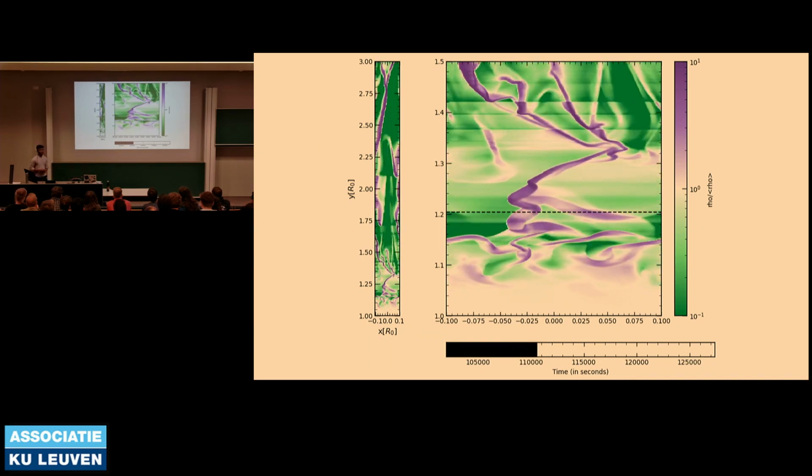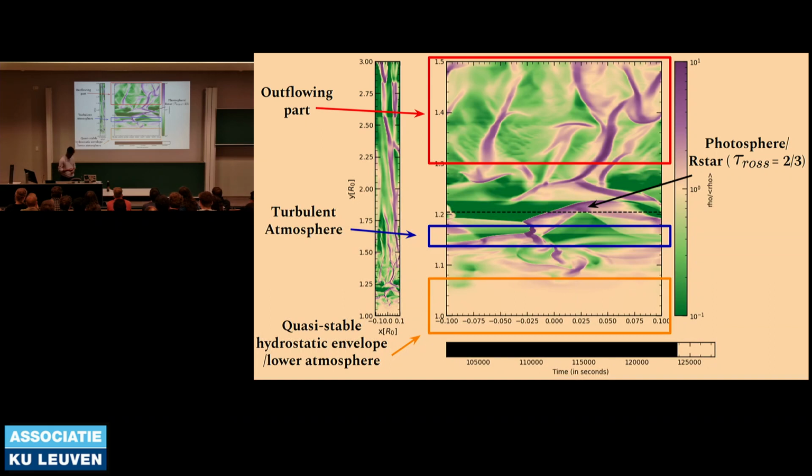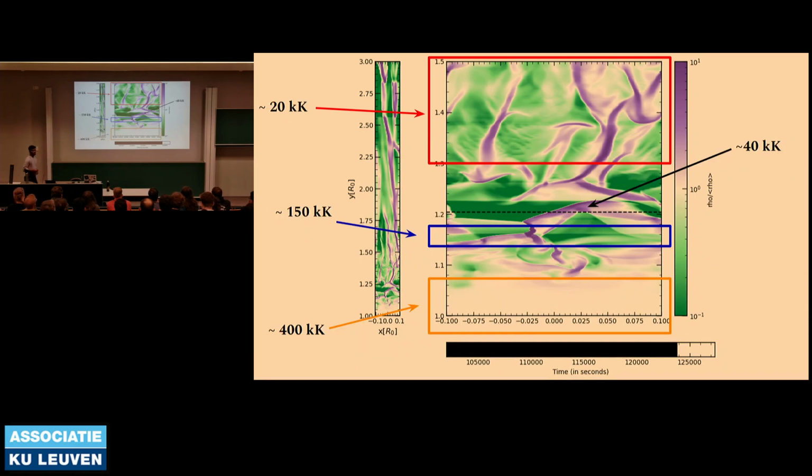What I want to emphasize right now is that in this part of the figure, you see this quasi-stable envelope of the star. Then you have the turbulent atmosphere. Then you have your photosphere, or R 2/3, and then you have your outflowing part. What if I look at what kind of temperatures they are? 400,000, 150,000, 40,000, 20,000. The problem is it's a vast regime that we need to cover, with many different things happening.